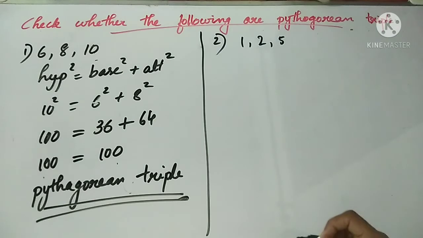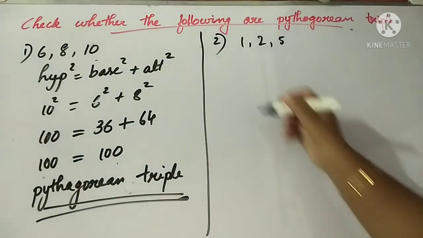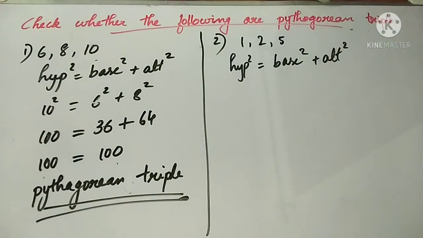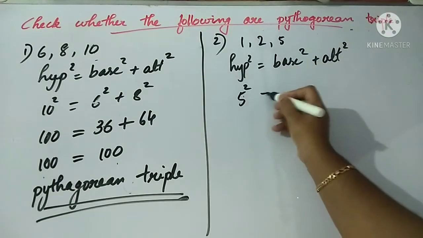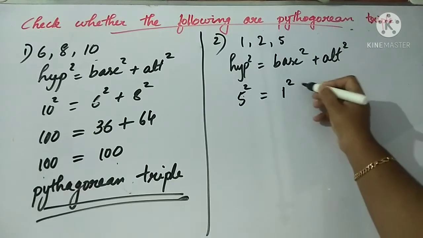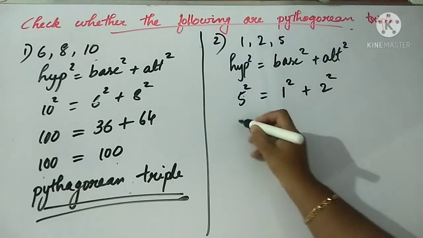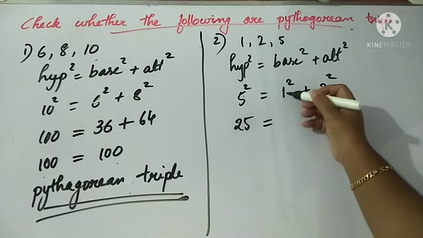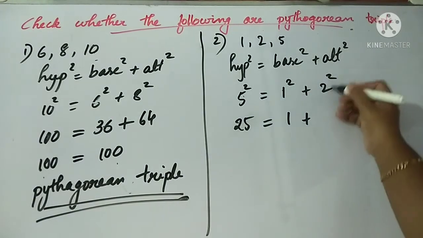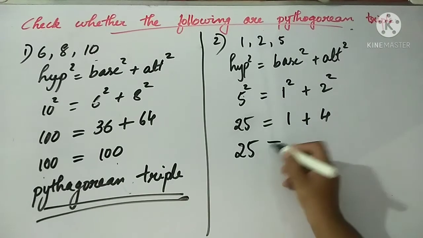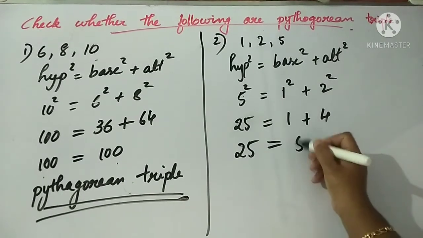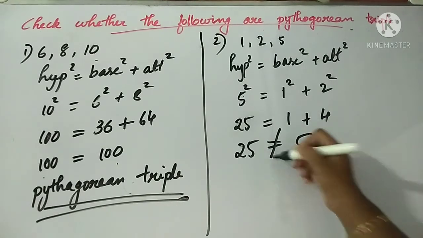Second question, 1, 2, 5. Now let us substitute these values in Pythagoras theorem. Hypotenuse square is equal to base square plus altitude square. We will take the greater value as hypotenuse. 5 square is equal to 1 square plus 2 square. 5 square is 25 is equal to 1 square is 1 plus 2 square is 4. That is 25 is equal to 1 plus 4 is 5. Is it equal? No, this is not equal.